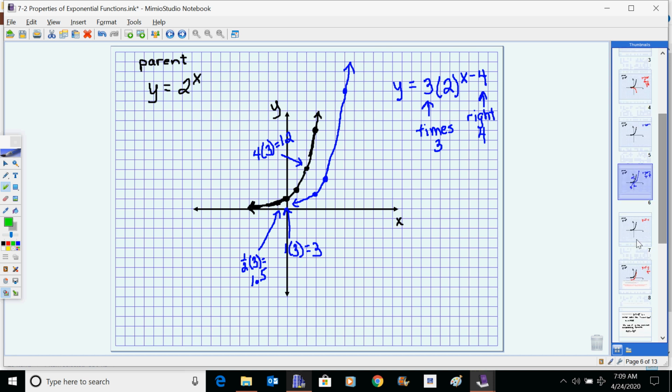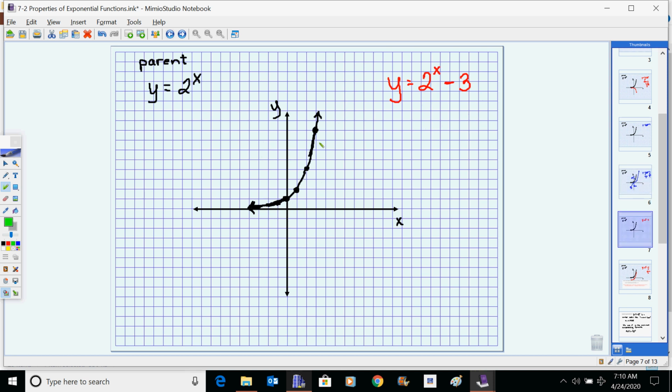so let's take a look at one more before we go on to something that is even a little bit more interesting. Okay, so here's your parent. Here's the initial thing. It's not stretched, it's not compressed, it's not reflected, but this -3 tells you that the whole thing is going to move down 3 units. So 1, 2, 3 units down, and on and on for this.